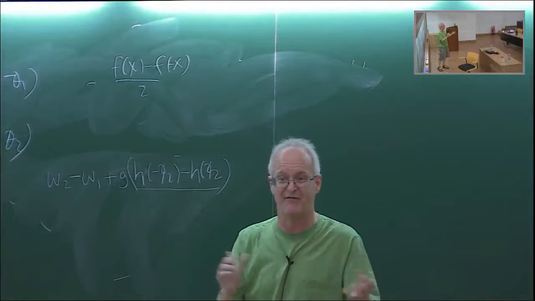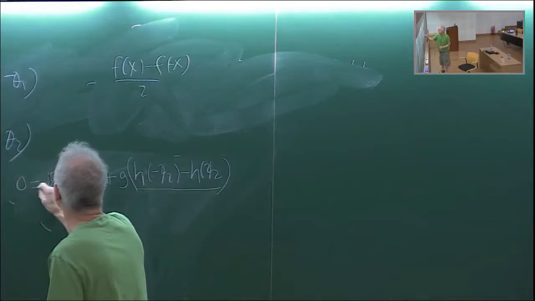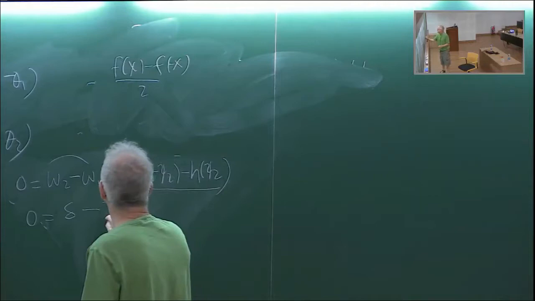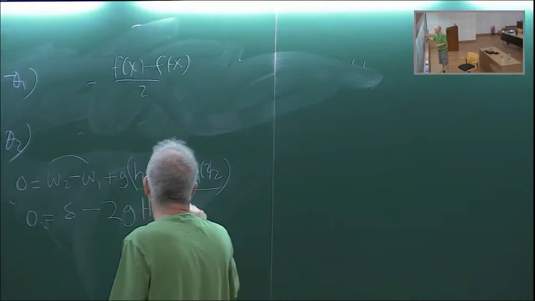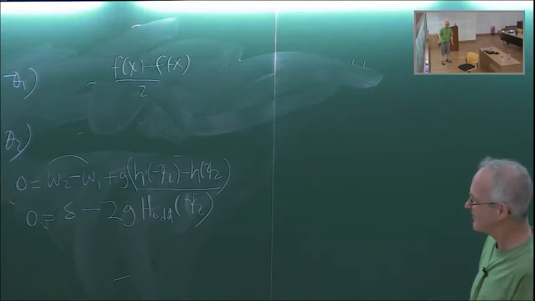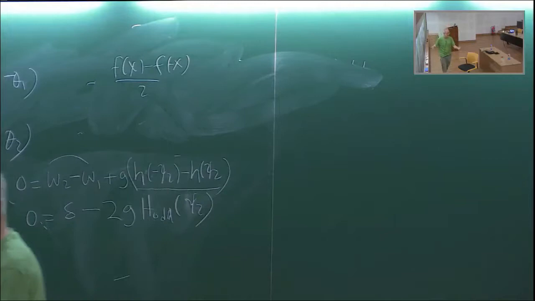So let me write this. 0 equals little delta, that's what I'll call this difference in frequency, minus 2g h odd of psi 2, okay? Everybody see that? Now, let's suppose there's no frequency difference, so delta is 0. So we need to find the roots. 0 equals minus 2g h odd of psi 2.